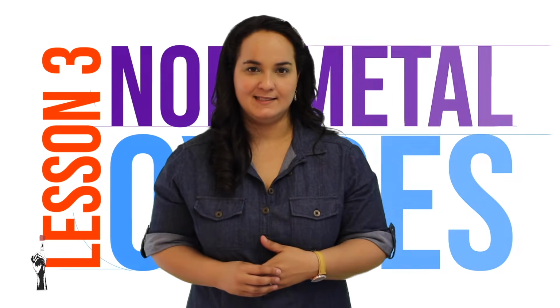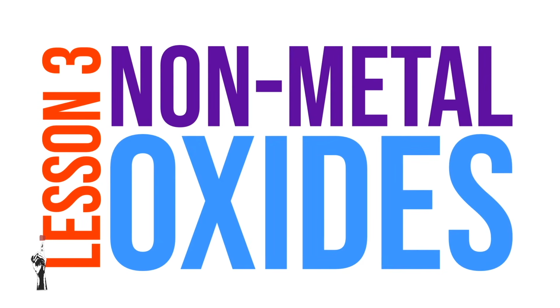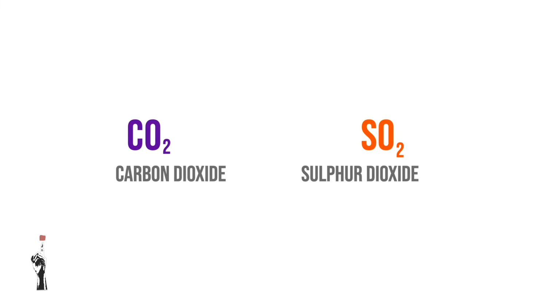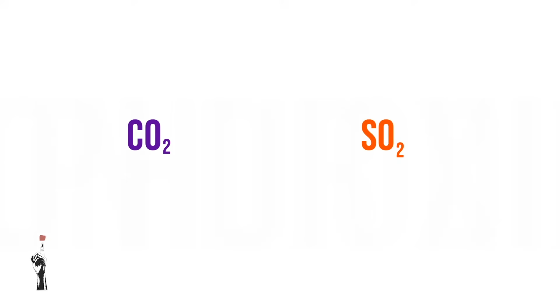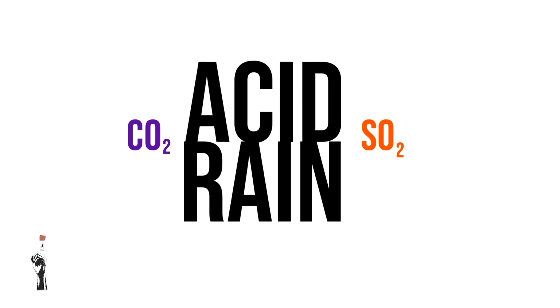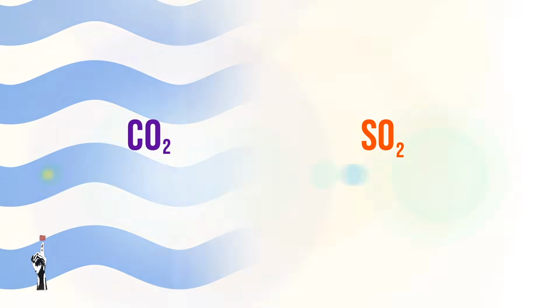In our previous lesson, we learned about non-metal oxides. The ones we specifically paid attention to were carbon dioxide and sulfur dioxide. Now you will remember that these two compounds made up acid rain. When they dissolve in water, the solution becomes acidic.